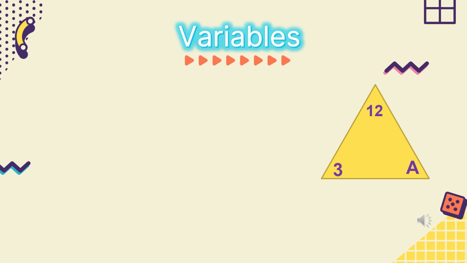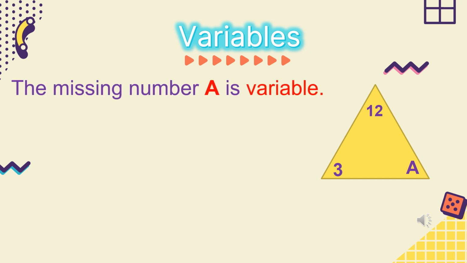Variables. What's meant by variables? It means the missing number, which is a. So we call the a here a variable. We use a letter to show what you are trying to find to solve this number. So this a stands instead of a number.